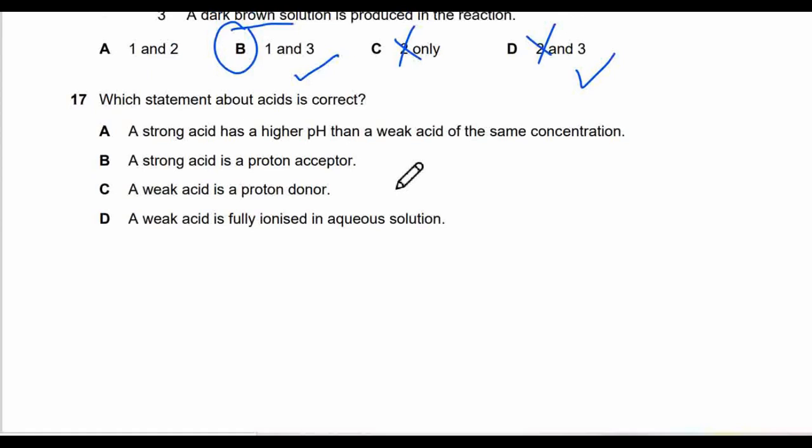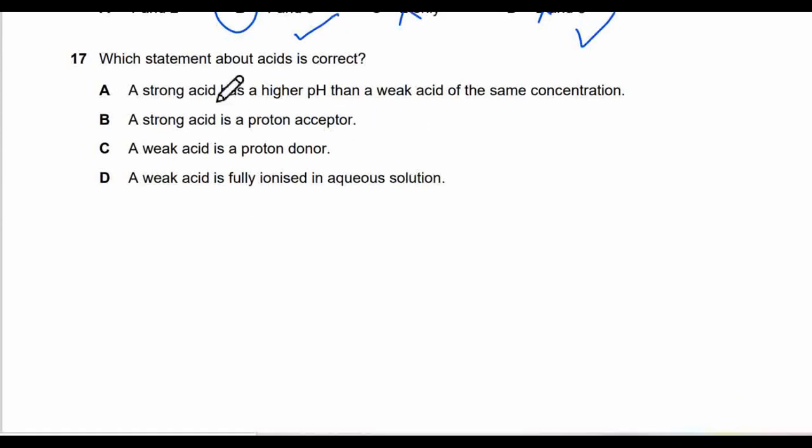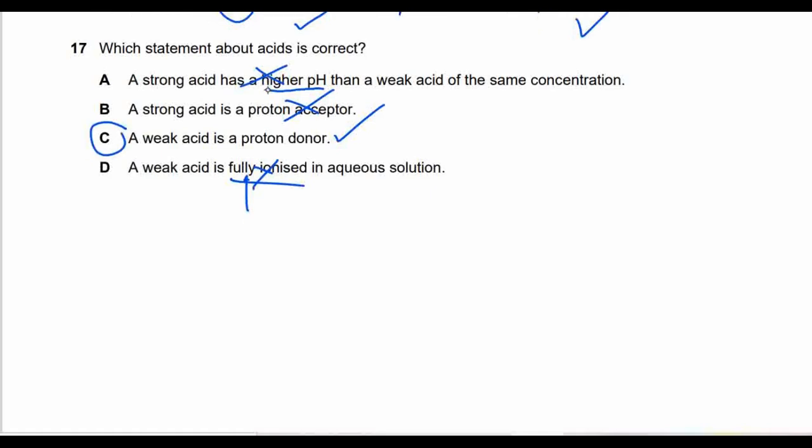Question 17. Which statement about acid is correct? A strong acid has a higher pH than a weak acid. No, a strong acid is lower, as for a strong acid the pH is 1 or 2. Strong acid is a proton donor. Weak acid is a proton donor. It is correct. Weak acid is fully ionized. No, it's partially ionized, so it's wrong. So 17 will be C.